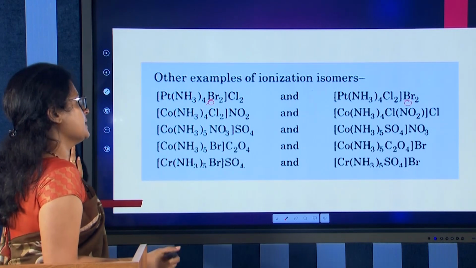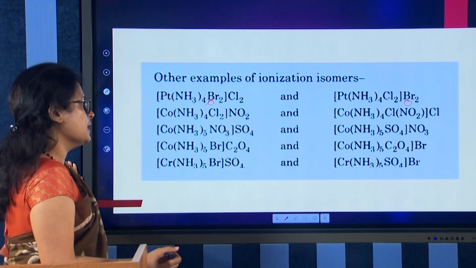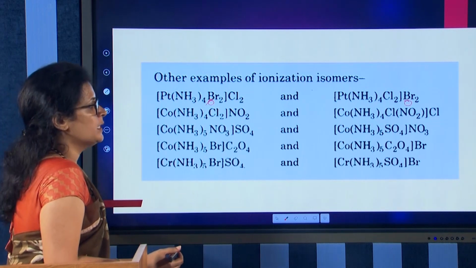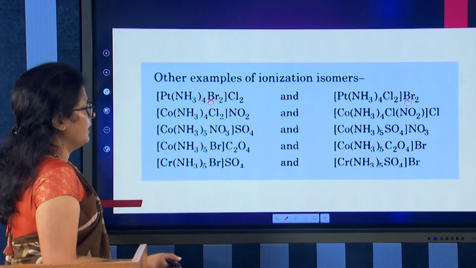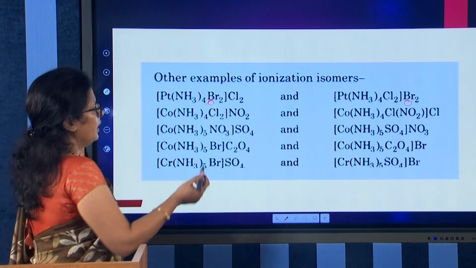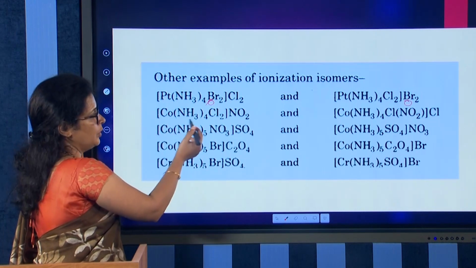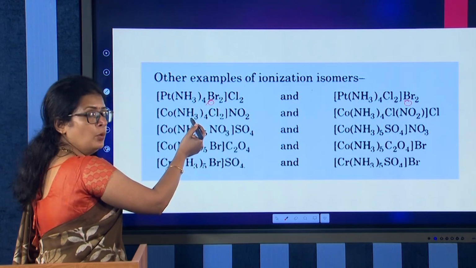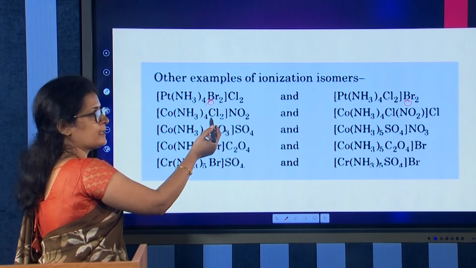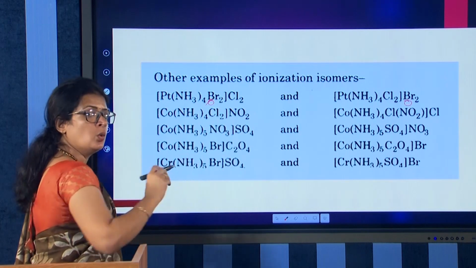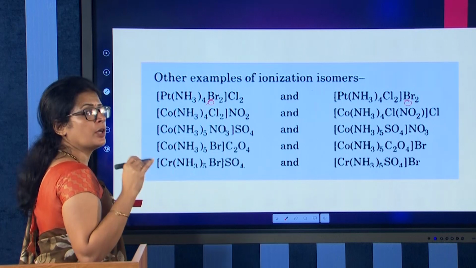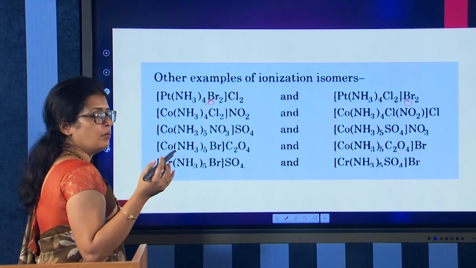Second example is [Co(NH3)4Cl2]NO2 and [Co(NH3)4Cl(NO2)]Cl. What is the difference? See, in the first example, you can see that 4 ammonia ligands are there, and 2 chloride ligands. These are acting as ligands. NO2 is outside the coordination sphere. It is not a ligand, it is just a counter ion.